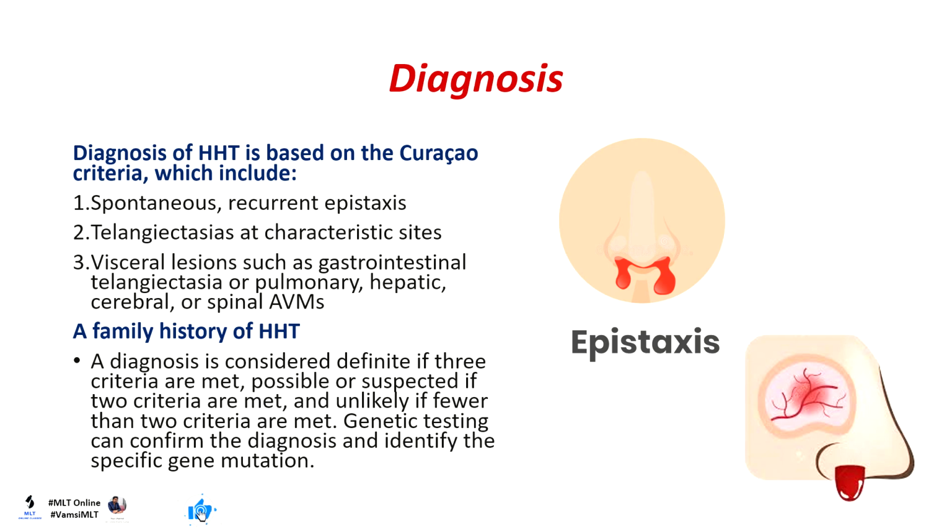Diagnosis. Diagnosis of HHT is based on the Curaçao criteria, which include spontaneous, recurrent epistaxis, telangiectasias at characteristic sites, visceral lesions such as gastrointestinal telangiectasia or pulmonary, hepatic, cerebral, or spinal AVMs. A family history of HHT. A diagnosis is considered definite if 3 criteria are met, possible or suspected if 2 criteria are met, and unlikely if fewer than 2 criteria are met. Genetic testing can confirm the diagnosis and identify the specific gene mutation.